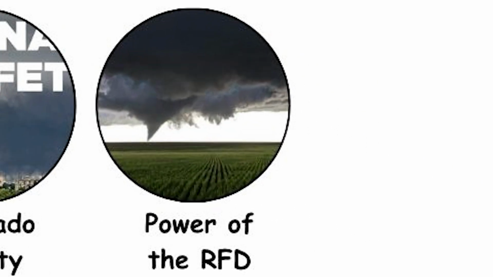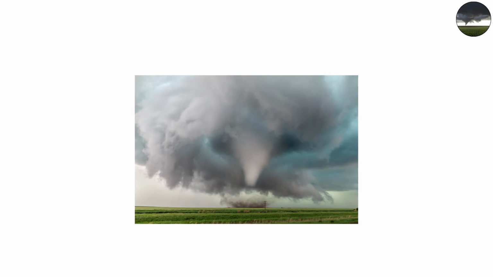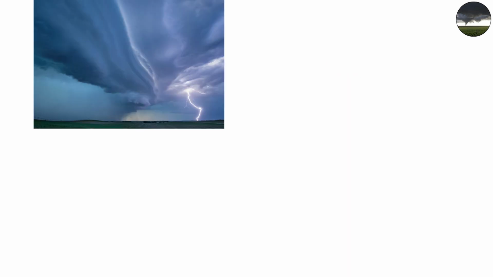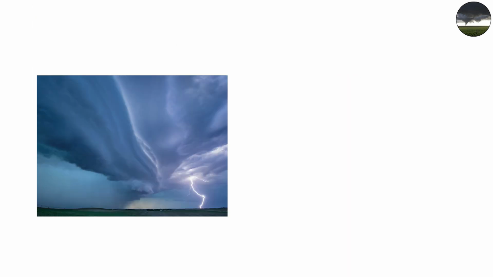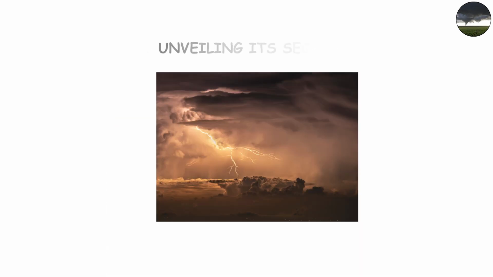The hidden power of the RFD. In the end, the rear flank downdraft is one of nature's most mysterious balancing acts. It's both destructive and creative, the unseen hand that decides whether a storm becomes just another thunderhead or a catastrophic tornado. While we may not fully understand it yet, every storm study brings us closer to unveiling its secrets.